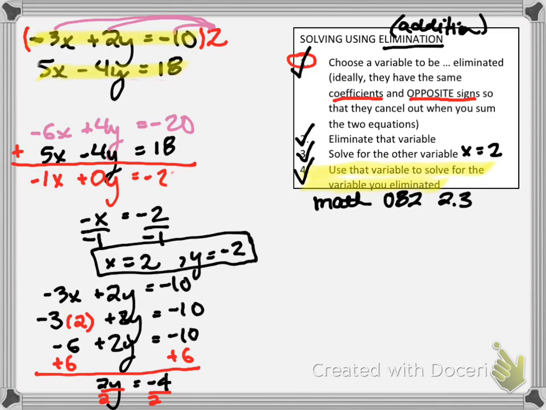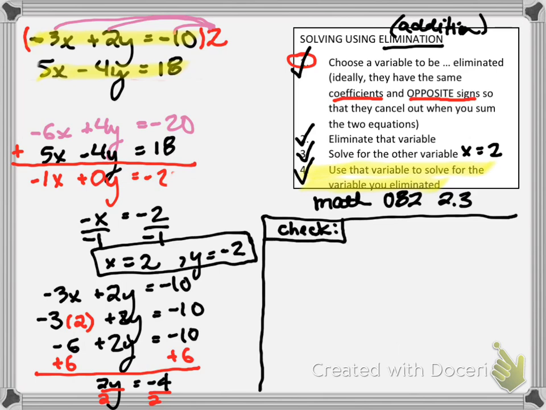The thing that I didn't mention on our process or our steps is that you can always check your work using the other equation, right? So we already used negative 3x plus 2y equals negative 10. Let's verify that x equals 2, y equals negative 2 is in fact the solution by putting those values into the other equation that we didn't use for our second step.